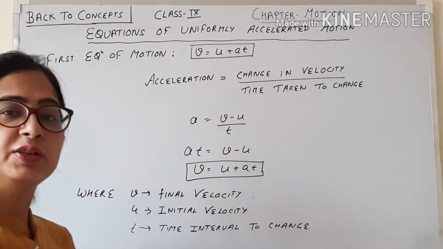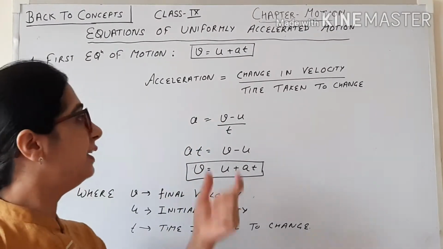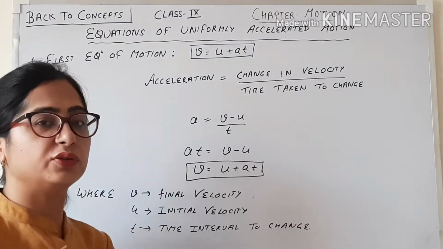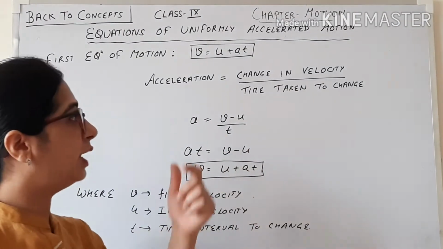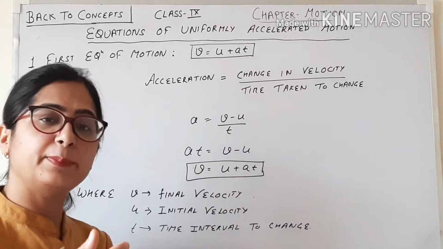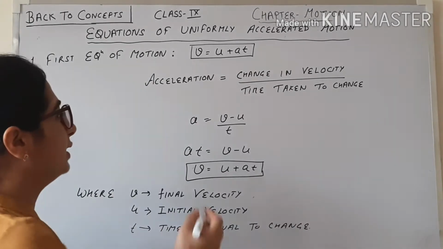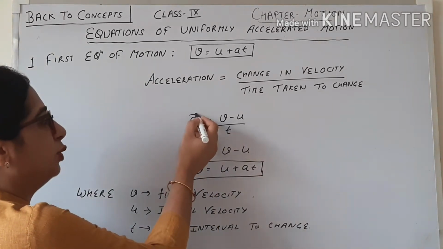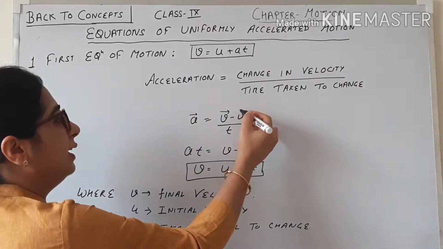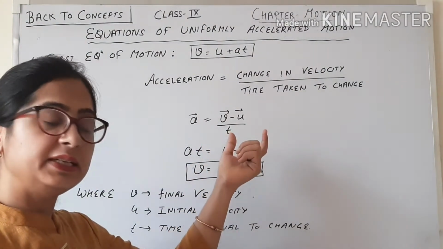In the previous video we discussed thoroughly about acceleration. What is acceleration? The change in velocity upon the time taken to change the velocity is known as acceleration. So how do we calculate the change in velocity? That is equal to final velocity minus initial velocity upon time taken. Acceleration is represented by small a, the final velocity is represented by v vector, initial velocity is represented by u vector, and time taken is represented by t.